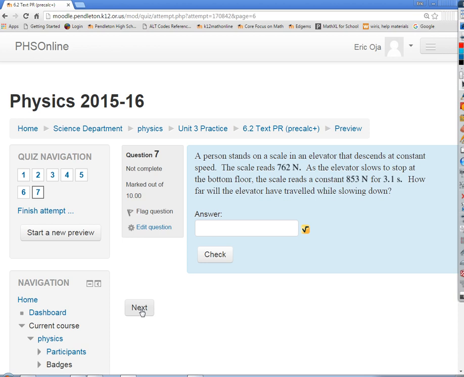Same kind of deal, isn't it? Same thing, right? We can calculate a net force, either up or down. Well, what's it gonna be if the elevator is descending at constant speed and then it slows to a stop as it reaches the bottom floor? Invisible hand's pushing up then, right? It's kinda like our first one. So we're gonna have a net force upward of whatever the scale's reading minus my weight, right?